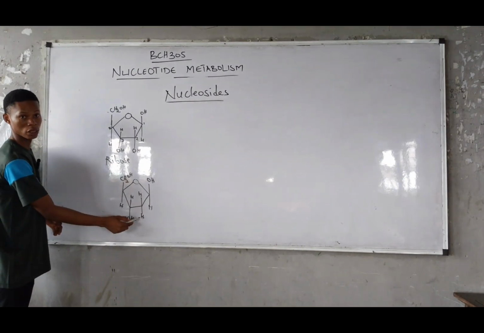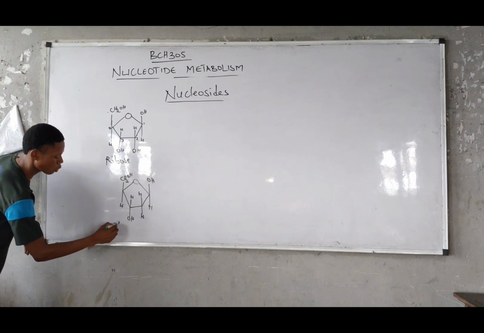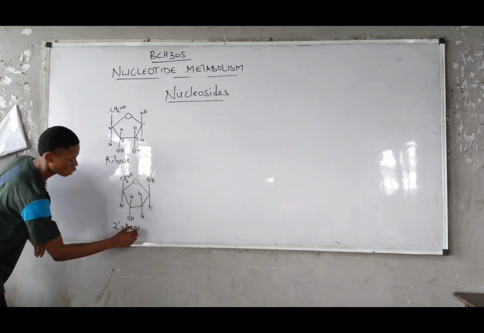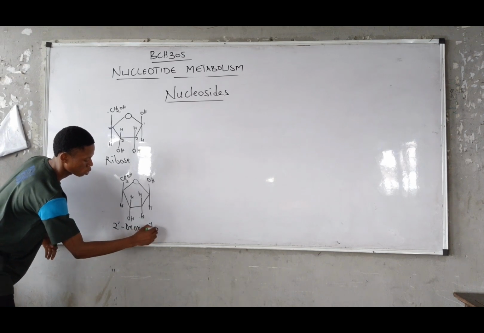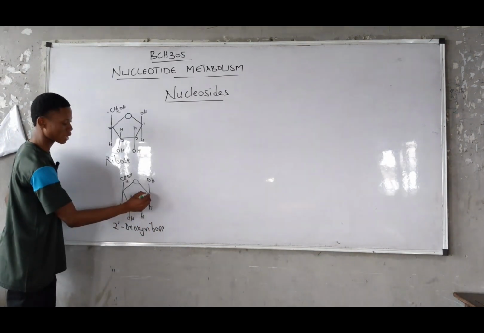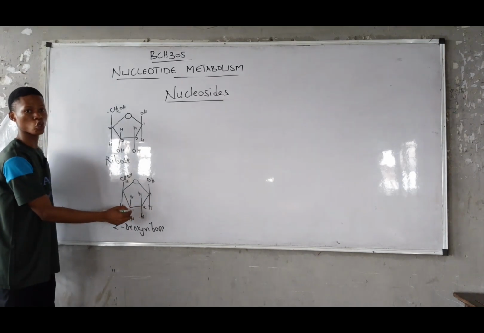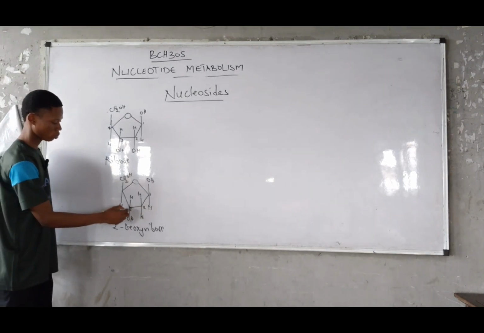Here there's no O again. That's why we call it 2'-deoxyribose. 2 because if you are numbering this carbon 1, carbon 2, so it's on position 2. I'm removing that.